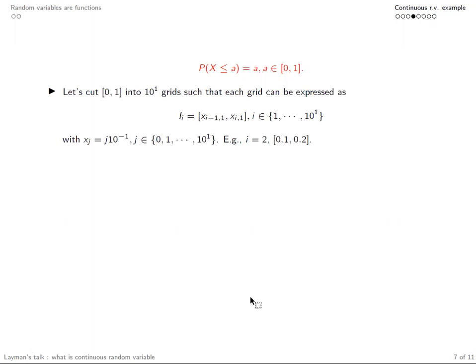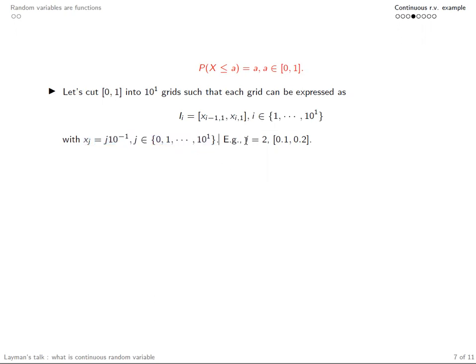Let's cut [0, 1] into 10 to the power 1 grids. So here we have power 1 equal to 1, 10 grids, such that each grid can be expressed as a closed interval from x_{i-1} to x_i, with i from 1 to 10. And each x_j can be denoted as j times 10 to the power minus 1, with j from 0 to 10 to the power 1.